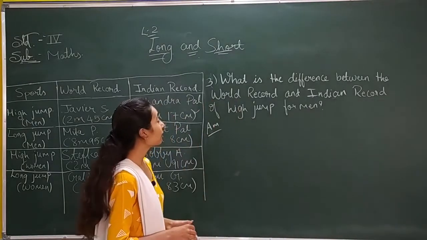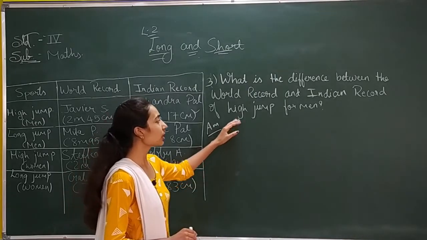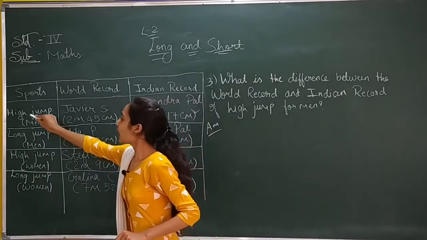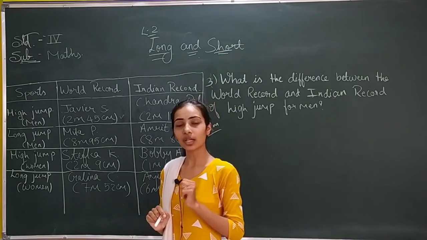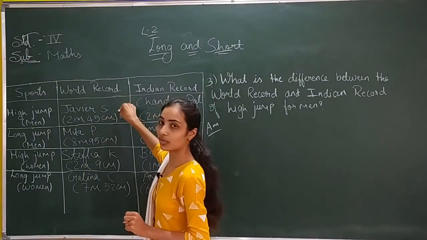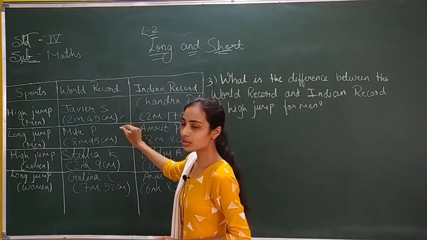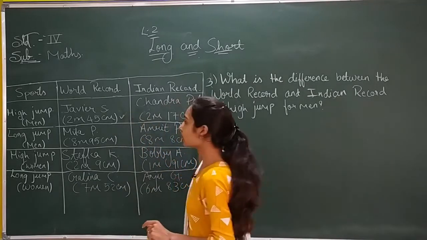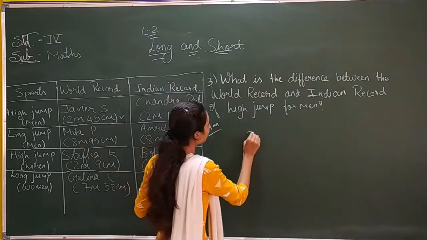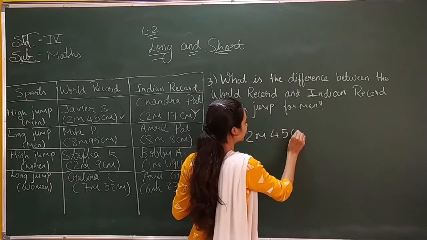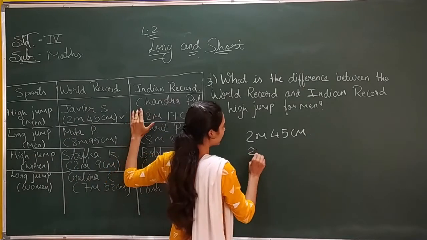Our third question is, what is the difference between the world record and the Indian record of high jump for men? We have to see the high jump for men, in the world record and the Indian record. So this is the world record of high jump for men, and this is the Indian record for high jump for men. We have to see these two jumps. Let us first write both. The world record for high jump for men is 2 meter and 45 centimeter, and the Indian record for high jump for men is 2 meter 17 centimeter.